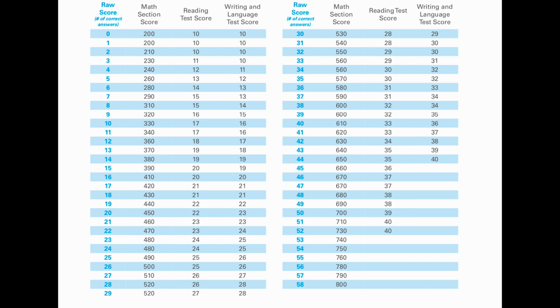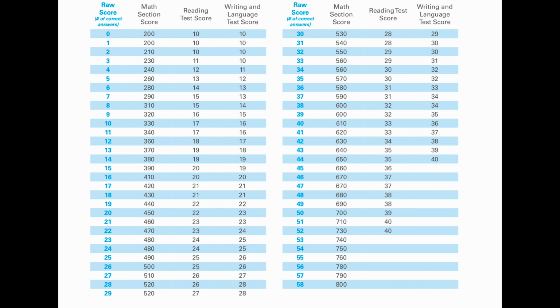Each of the raw scores, number correct, has a corresponding section score. So you can see here for, let's say, 5 questions right, that corresponding math score is 260 versus 58 questions right, which has a math score of 800. Similarly, 5 questions right for reading gives a score of 14 versus 50 questions right, let's say, for reading gives a score of 39. And of course, you can look at the same thing for the writing score.